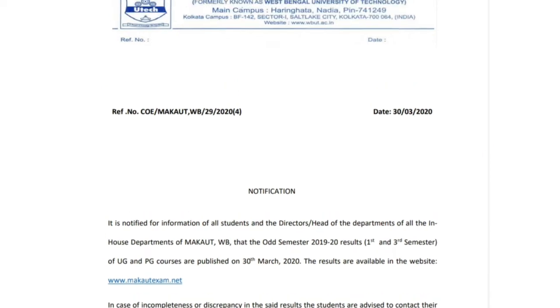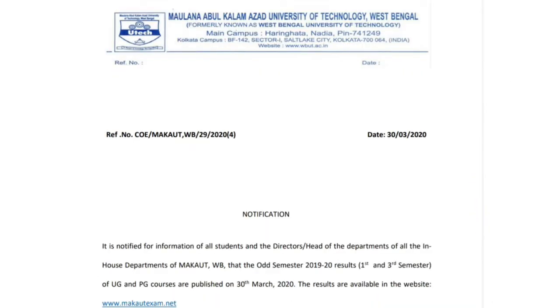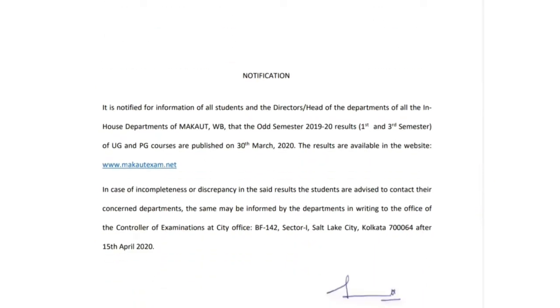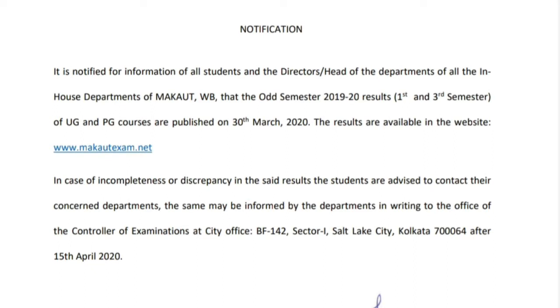This is the circular which has been passed to the in-house students, dated 30th of March 2020. This is Makaut, right? Let me zoom in. It is notified for the information of all students, directors, and heads of in-house departments of Makaut that the odd semester 2019-20 results, first and third semester of UG and PG courses, were published on 13th March 2020. Now you decide: undergraduate courses like BTech, biotechnology, molecular biology are of 4 years duration. So first semester and third semester, what about the others? What about the fifth semester? What about the seventh semester? They're completely missing. So in-house students are also not getting any kind of information regarding this.